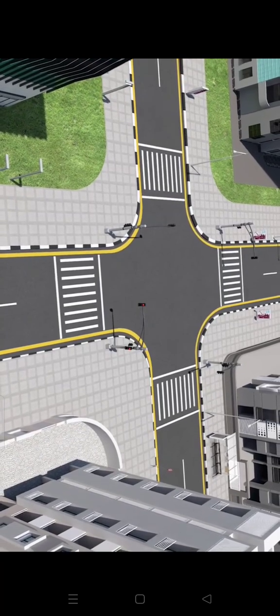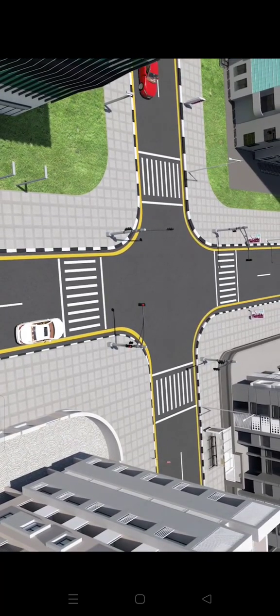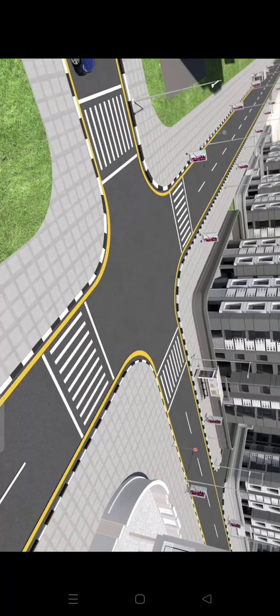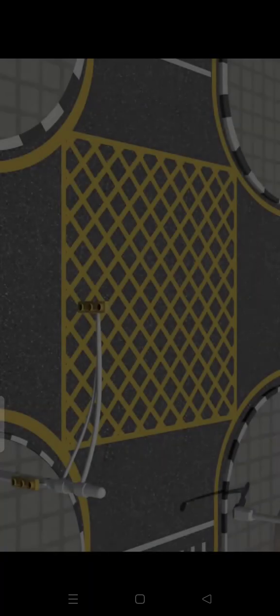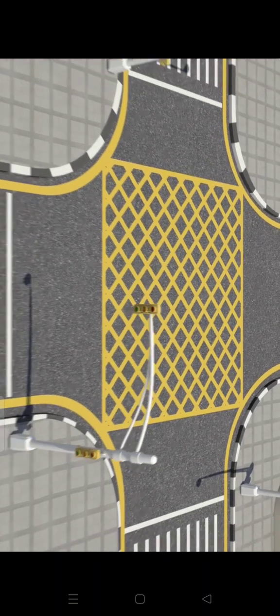Definition of intersection. It is the meeting, crossing, or branching of road at the same level, including the open space area that formed as a result. Types of traffic intersections.